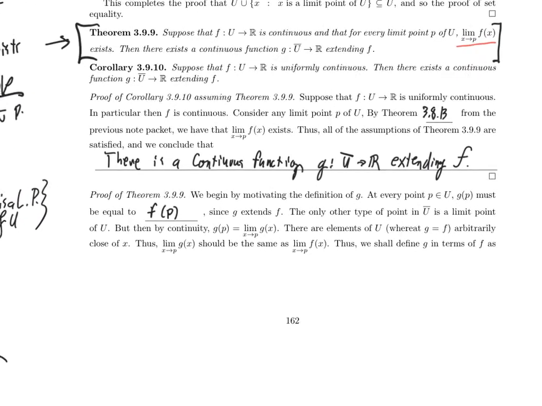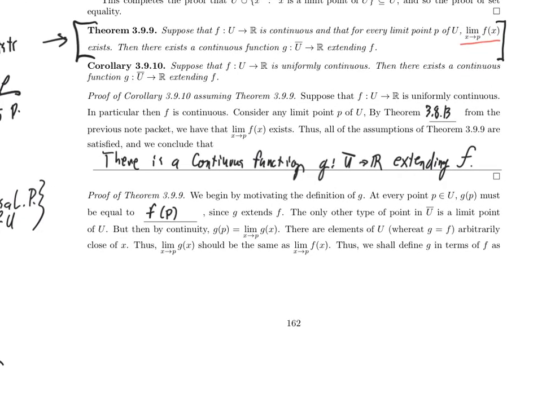So the only other type of point in U bar is a limit point of U. By continuity, then, g of p should be the limit as x approaches p of g of x. Now there are elements of U which are very, very close to p. At elements of U, g of x has to be equal to f of x. Thus, the limit as x approaches p of g of x should be the same as the limit as x approaches p of f of x. So that gives me my definition for g of x.